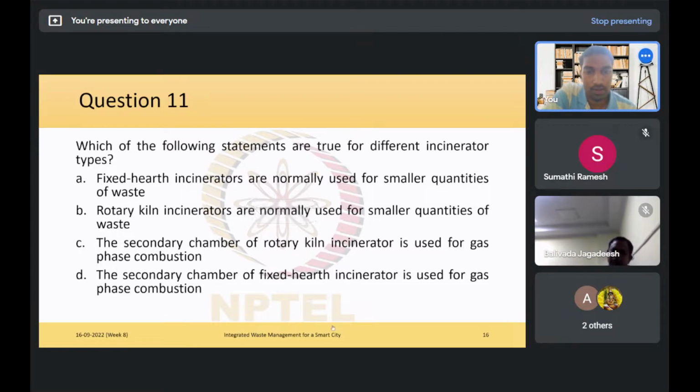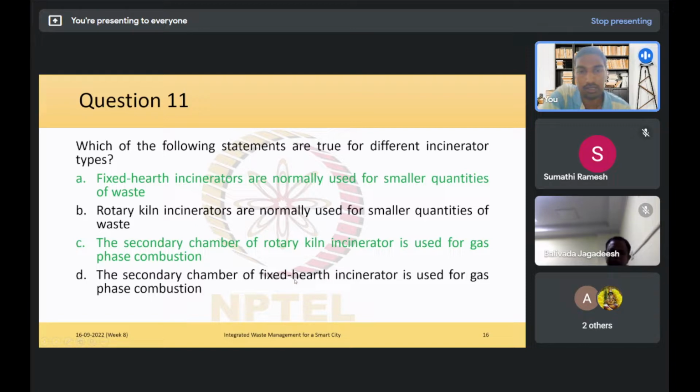Okay, so we look at the correct answer now. It is options A and C, right? When we are dealing with smaller quantities, we just go for a fixed hearth incinerator. It is more suitable for smaller quantities as opposed to a rotary kiln. So B is not correct, only A is correct. With respect to the gas phase combustion in a secondary chamber, it only happens in the rotary kiln. We don't have a separate gas phase combustion in a fixed hearth incinerator.